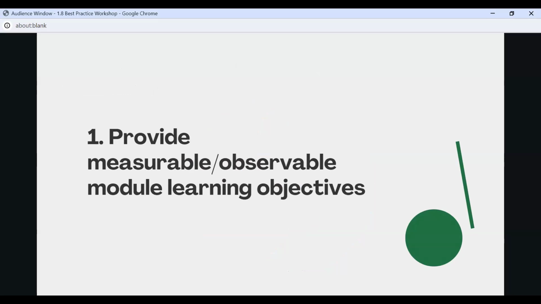All right, so let's look at the first thing. Again, it's a big topic. There's a lot to talk about, right? And we could spend a lot of time on it, though we don't have that time today. But the first thing we're looking at is providing measurable or observable module learning objectives, right? Just to throw it back on you guys, what does that mean? What is a measurable or observable learning objective? Anyone want to try to define that?